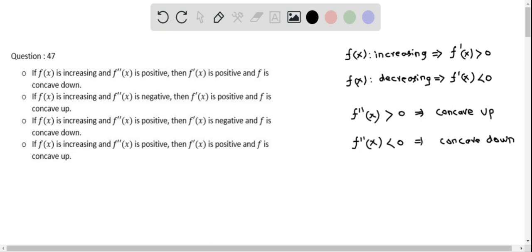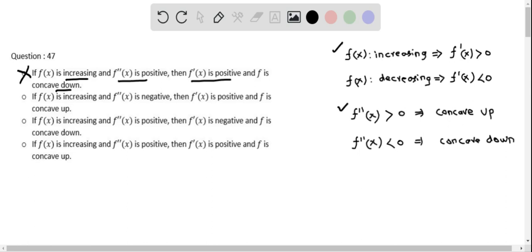So let's go through each of the options one by one. The first option, it is given as f of x is increasing, then f prime of x is positive. That is, this is satisfying this first condition. However, when you look at the second part, the second derivative is positive and f is concave down. But according to our general information, when the second derivative is positive, it should be concave up. So we ignore this option.